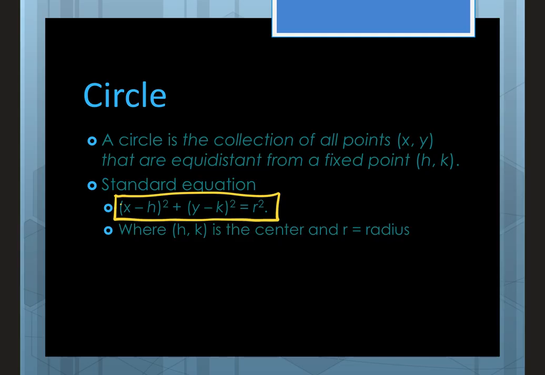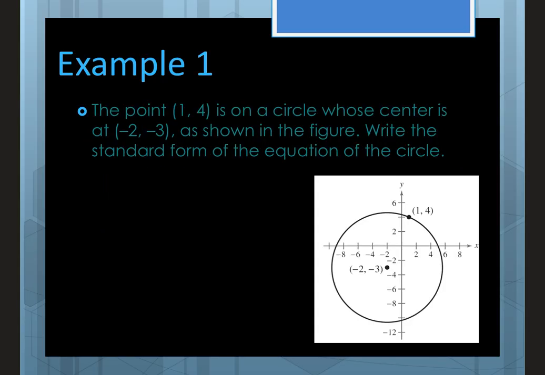So that's the first of 4 different kinds that you're going to need to know. Example 1 says point (1, 4) is on the circle whose center is (-2, -3), as shown in the figure. Write the standard form of the equation of the circle. So I know the equation for my standard form is (x - h)^2 + (y - k)^2 = r^2, and I need to plug in for the h, the k, and the r. What information do you already have? Good. Center is (-2, -3). That's my h and k.